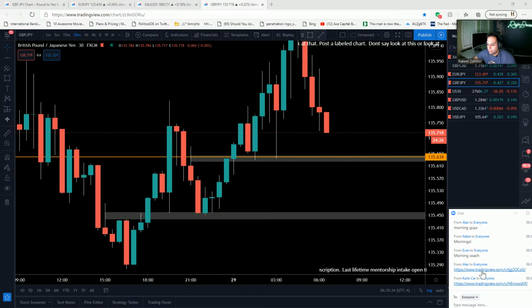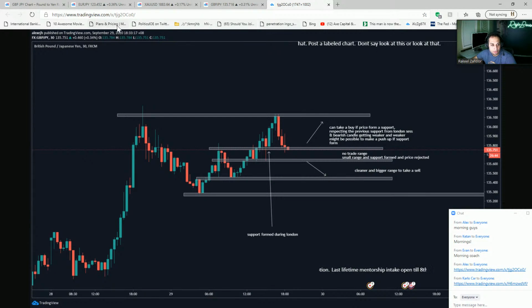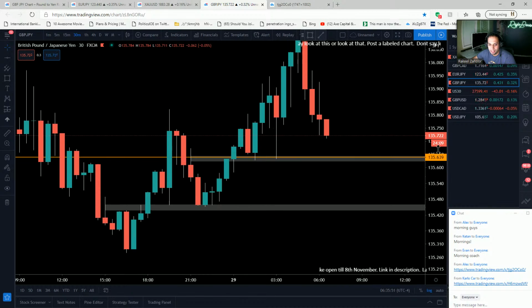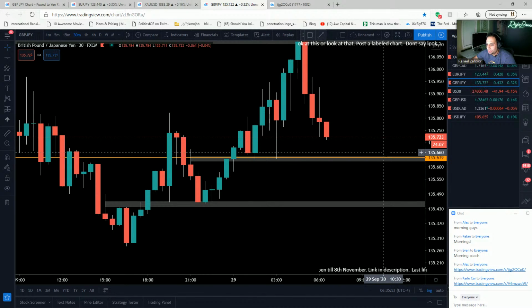All right, let's take a look at this chart here. This is GJ, 30-minute support formed during London. Can take a buy from support, respecting previous support. Yeah, looks good. No trade zone. You know what, Alex? I had the same thing. I have the same analysis here. It's funny. So just waiting right now.